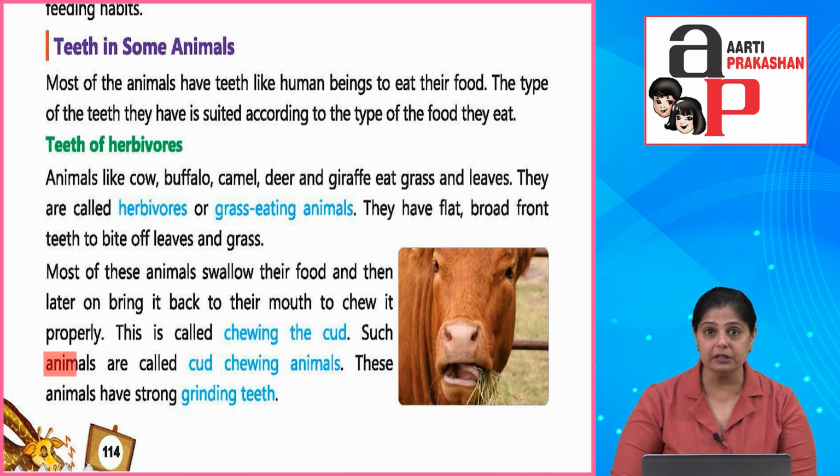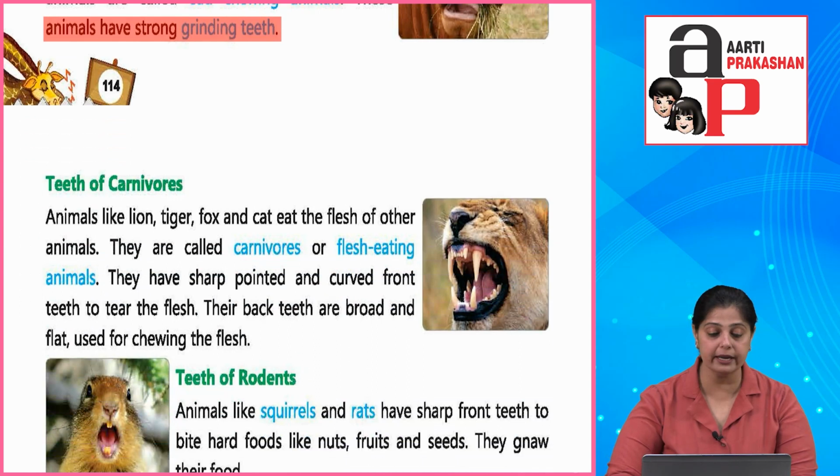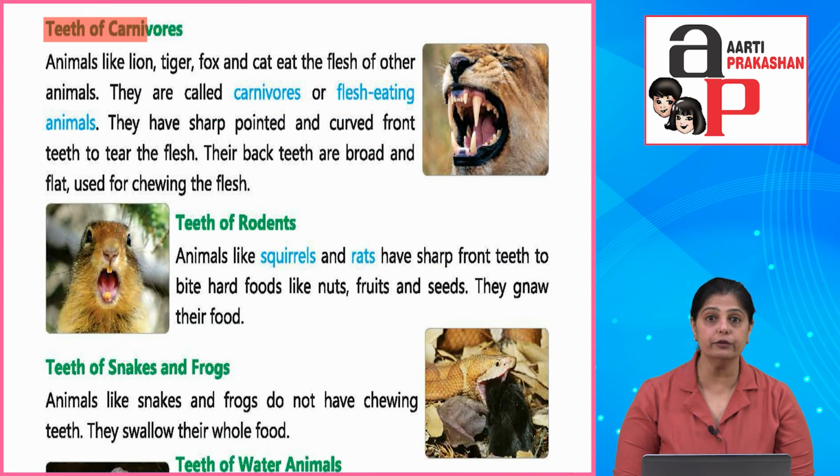And such animals are called cud chewing animals. These animals have strong grinding teeth. These animals are also called ruminating animals. They are also called ruminants. But you will read about this in much more detail in science. Right? Now let's talk about carnivores.